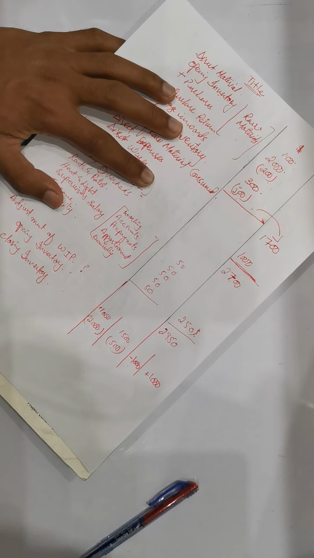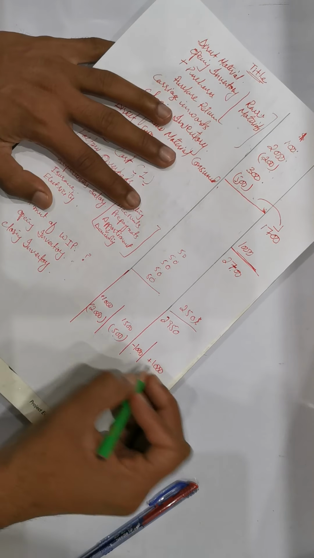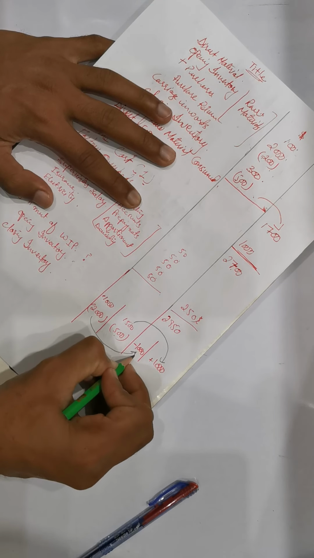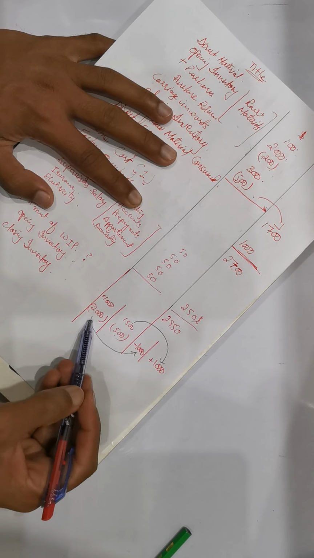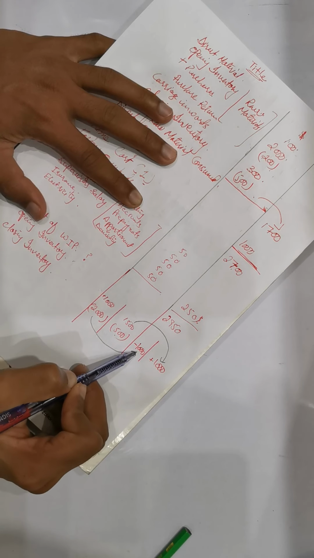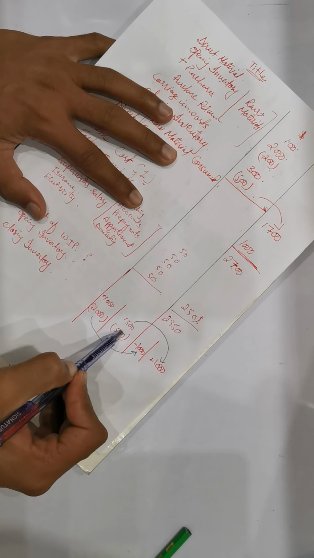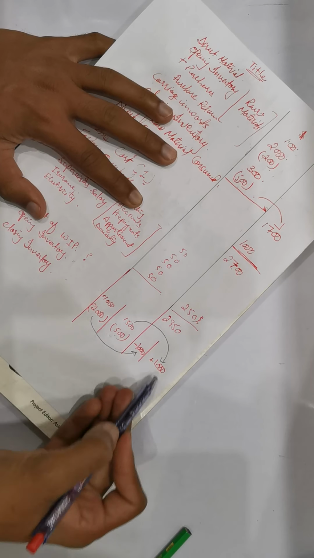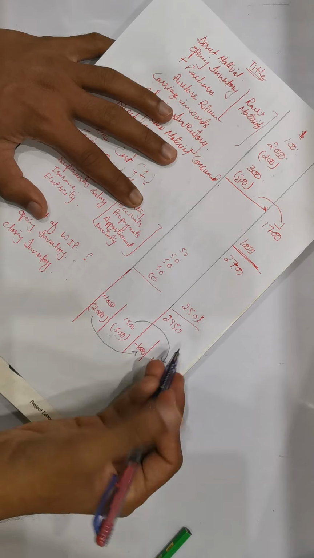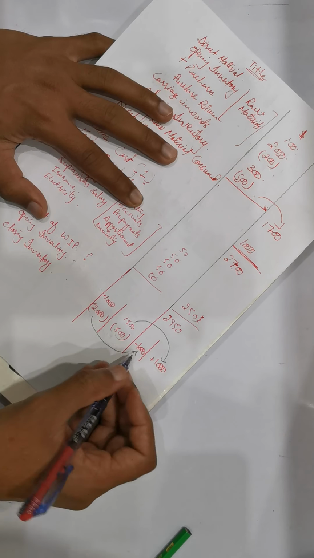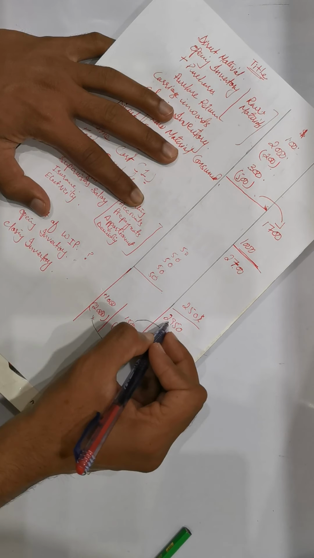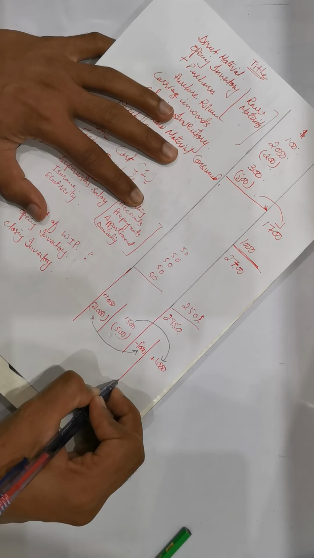Now that's the point. Please do not get confused. I am going to repeat it. This column is related to this and this is related to this. If my closing is greater than opening, I am going to subtract the difference. If my opening is greater than my closing, I am going to add the difference, and that's it. Nothing else.